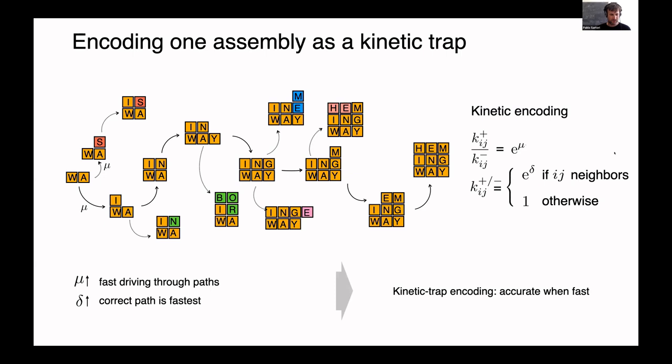So if you have that, what you can expect is that at large values of the chemical potential, you will have a fast driving through certain paths, right? And at the same time, if this discrimination difference is sufficiently large, the correct path is the fastest. And so what you can expect is that the kinetic trap encoding is accurate when it's fast. Okay, so essentially the opposite of this energy minima encoding. Okay. So this is, again, just an idea.